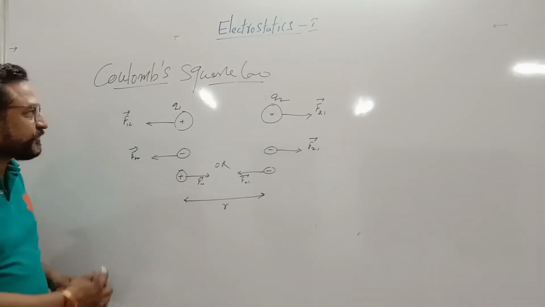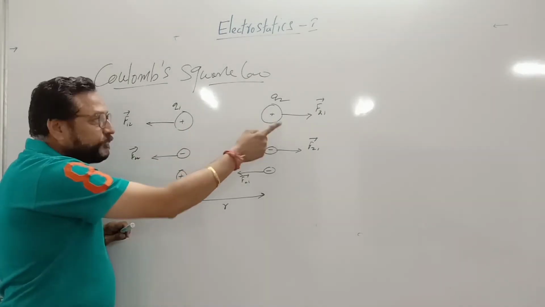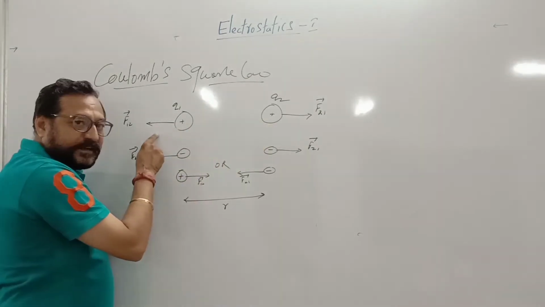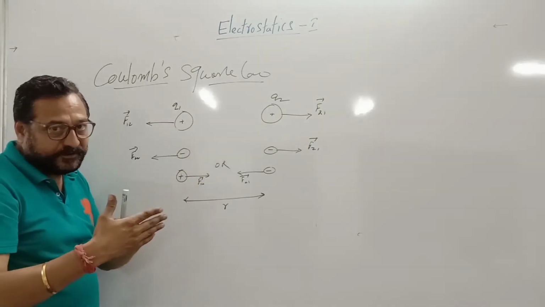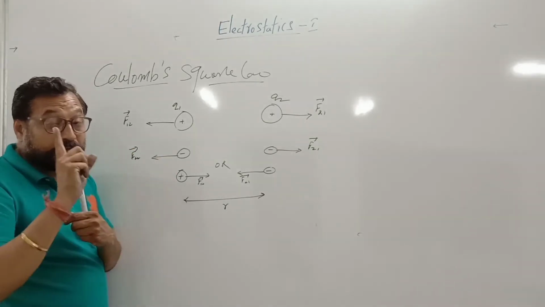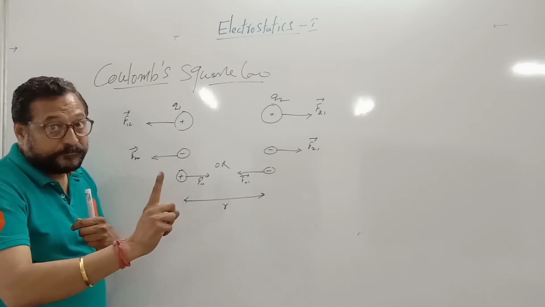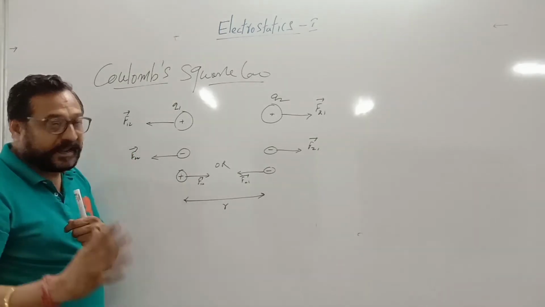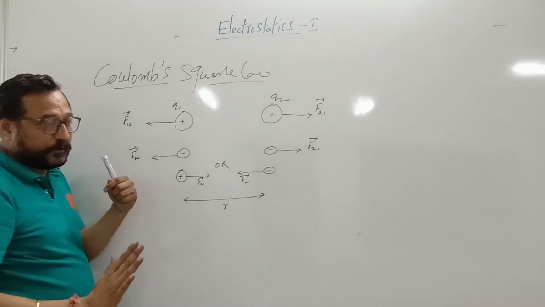It means that if this body applies a force on this charge, at the same time the other applies the same force, but in the opposite direction. We derive and prove that Coulomb's inverse square law verifies Newton's third law of motion. Clear? Now we derive the statement of Coulomb's inverse square law. What is Coulomb's inverse square law?